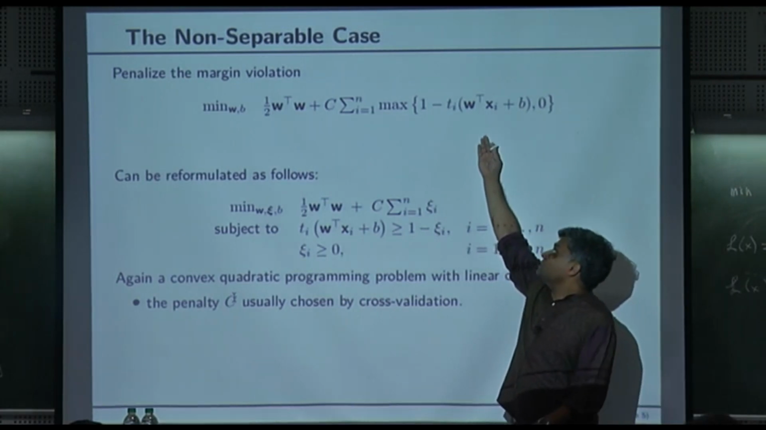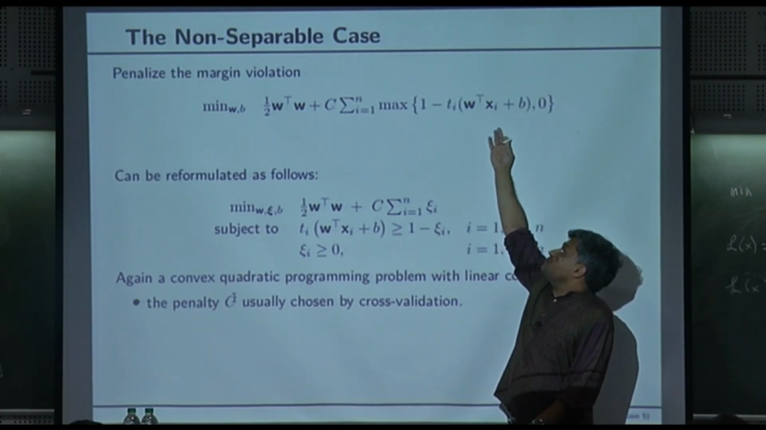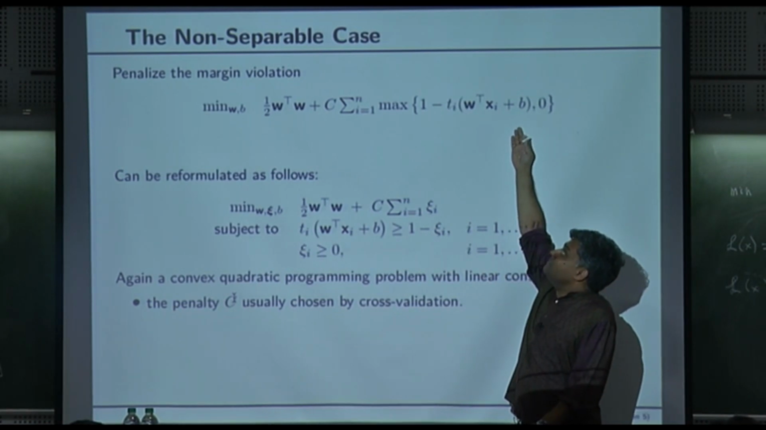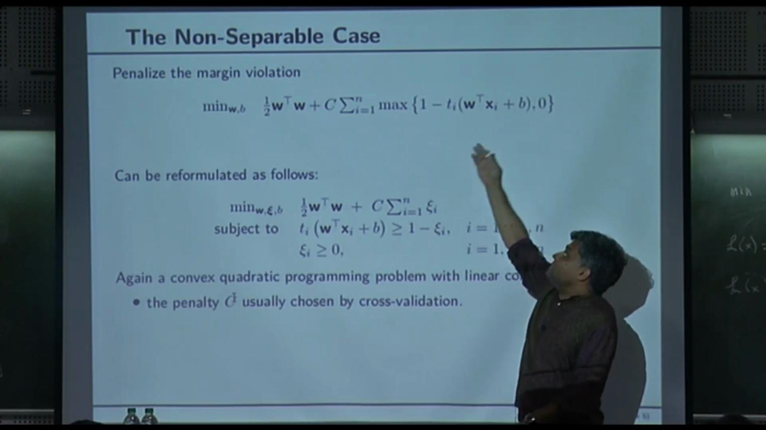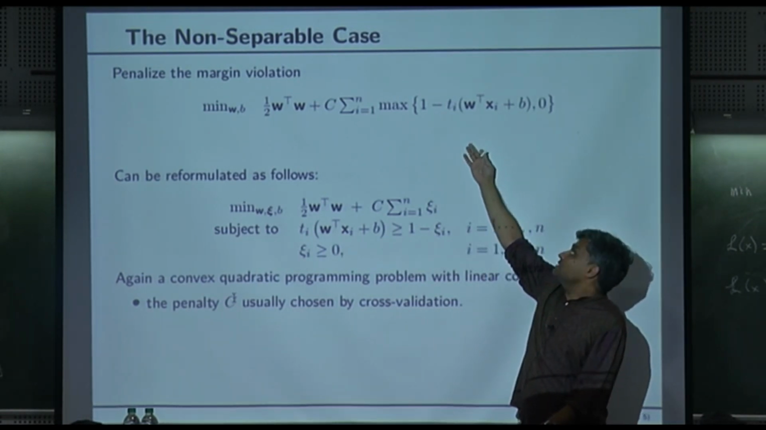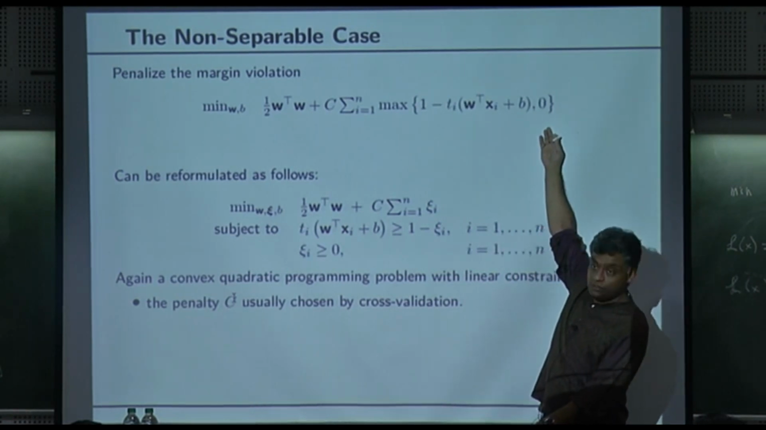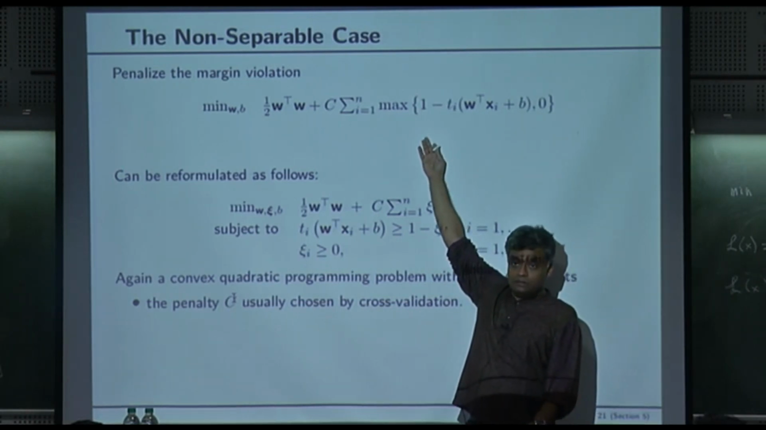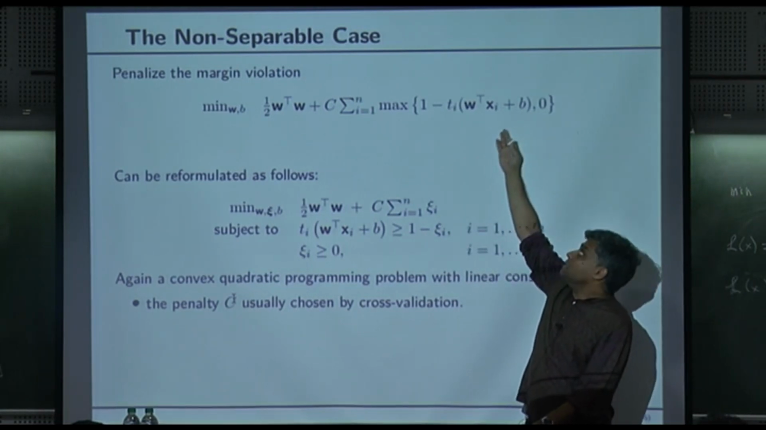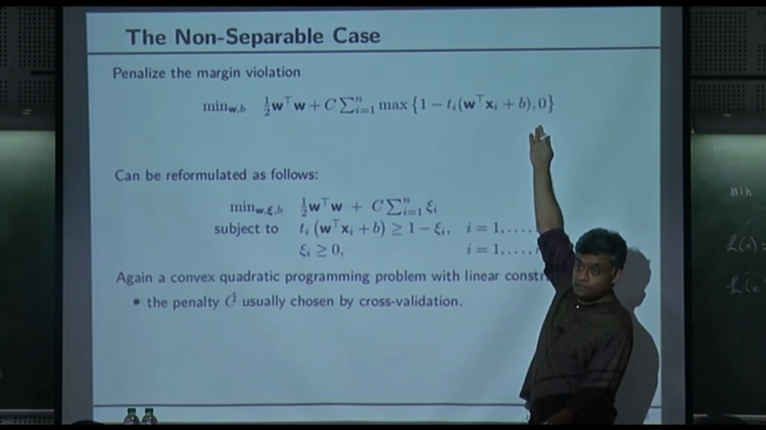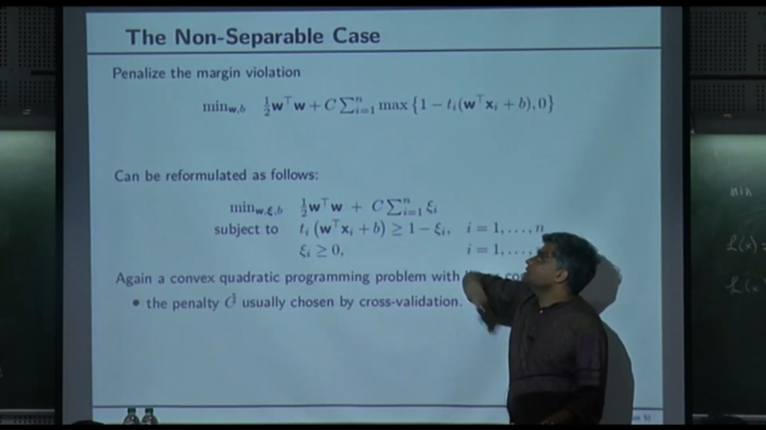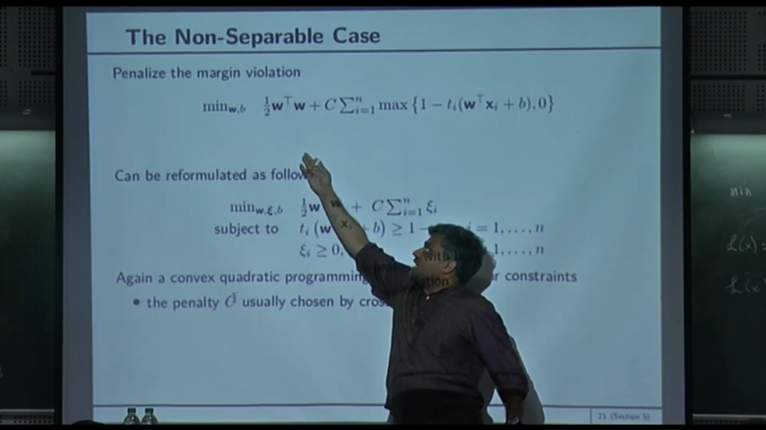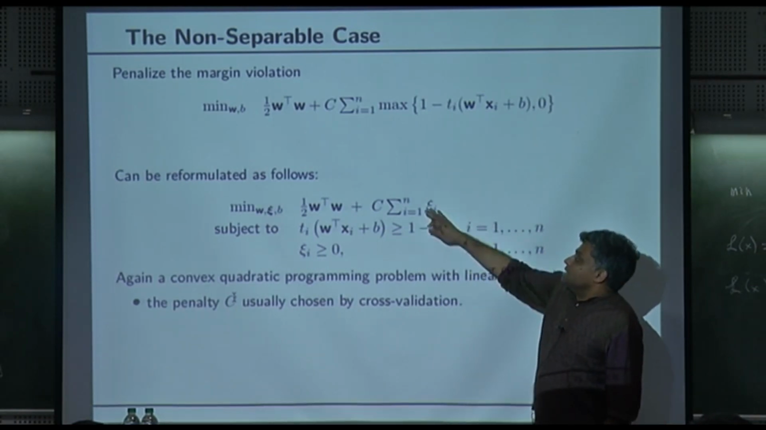Let's think about this for a moment. If Ti times W transpose Xi plus B is greater than or equal to 1, meaning I have classified that point correctly, then 1 minus this quantity is going to be negative. The maximum of a negative number and 0 will be 0, and you will not penalize it. If this quantity happens to be less than 1, meaning that I did not classify it correctly, then this will turn out to be positive. That positive number will be picked up over 0, and you'll end up getting that quantity. All right? So that's the penalty, and I want to minimize over W and B.